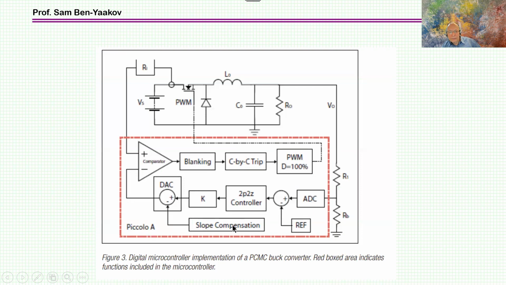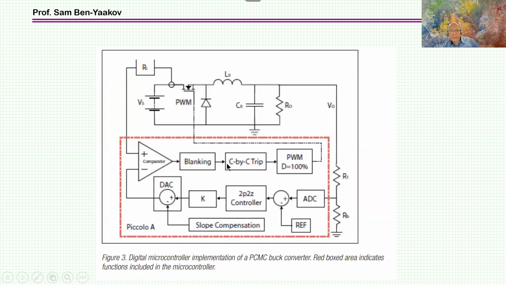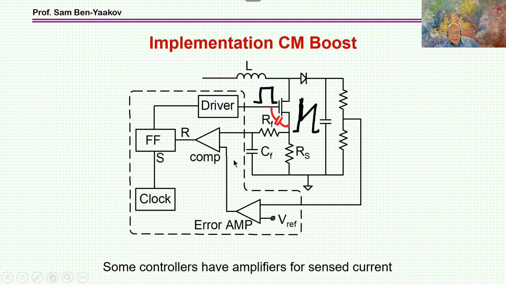This is a digital implementation of the control, which in this sequence of lectures I'm not going into, the digital control. So what is the advantage of the peak current mode? Aside from the fact that it is, as we will see, reducing the order of the system and simplifying control, it also provides the so-called cycle-by-cycle protection.